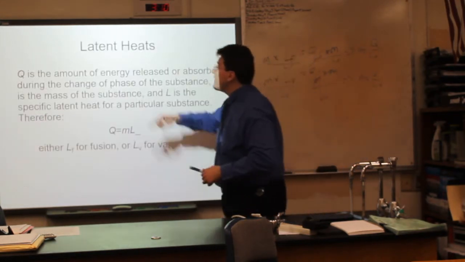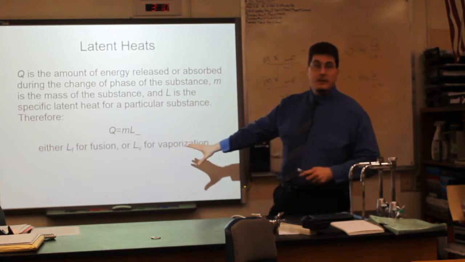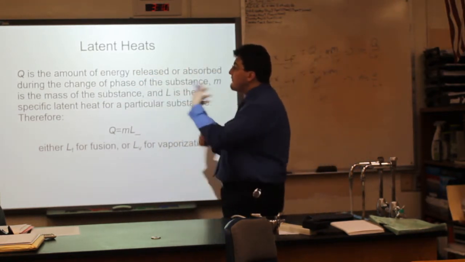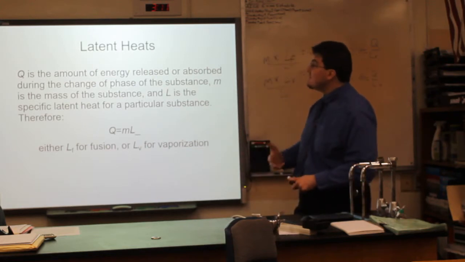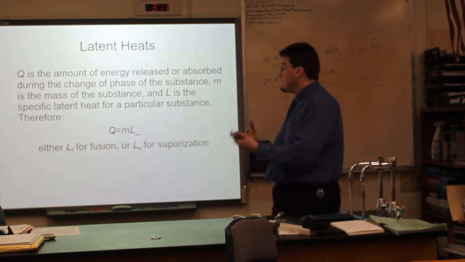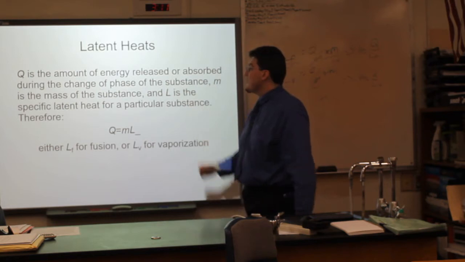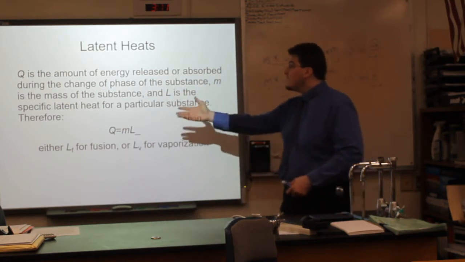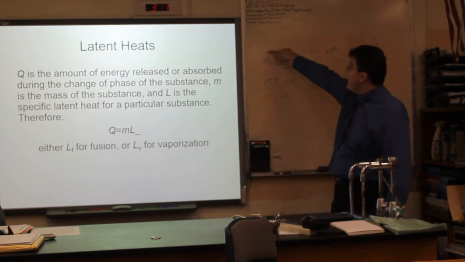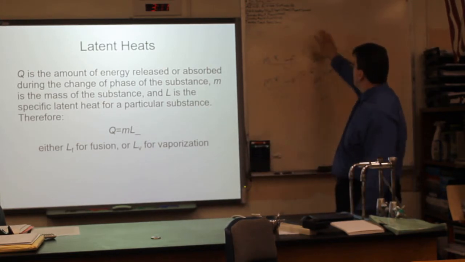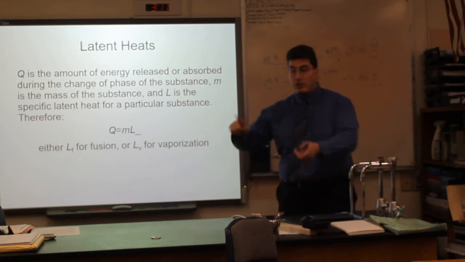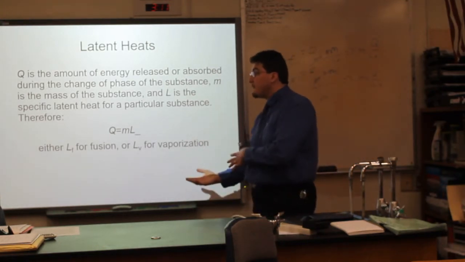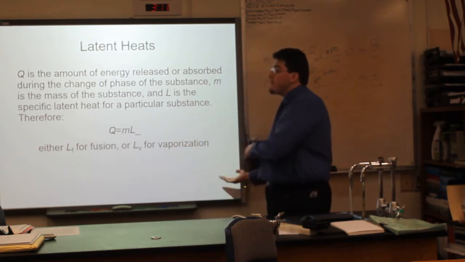So that's how we would calculate it. And that's all that I'm doing here, to find my latent heat, Q, the quantity of energy released or absorbed during a change of phase in the substance. M is the mass of the substance, and L is the specific latent heat for a particular substance. Therefore, Q equals ML, or Q equals LM. It's only part way of the movement of the variables that I did before. So either for the latent heat of fusion, LF, or the latent heat of vaporization, LV.